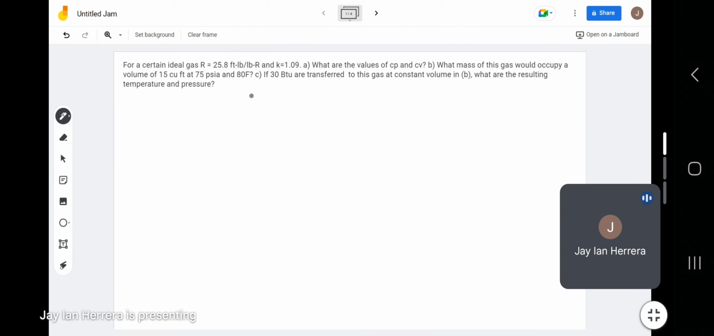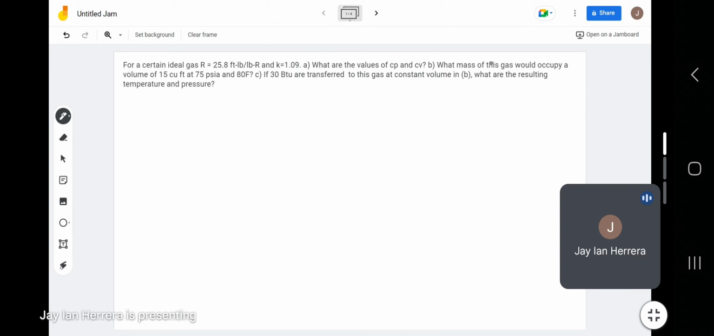R is equivalent to 25.8 foot-pound force per pound mass degree Rankine. So that's a standard unit for English, R, and also for CP. And k is equivalent to 1.09. So what are the values of CP and CV? Yun yung una nating hanapin.